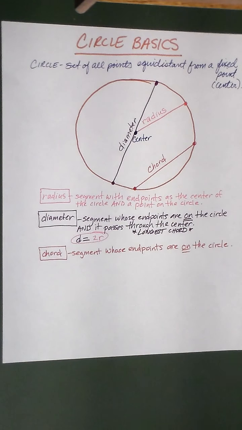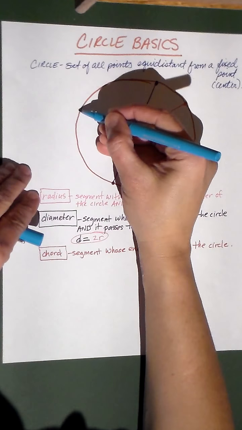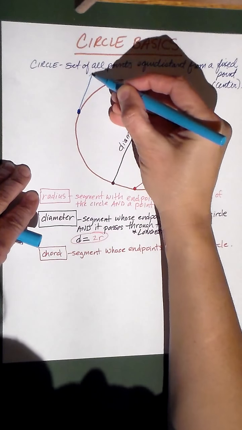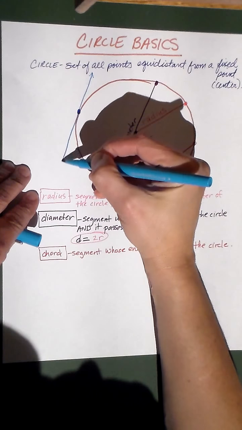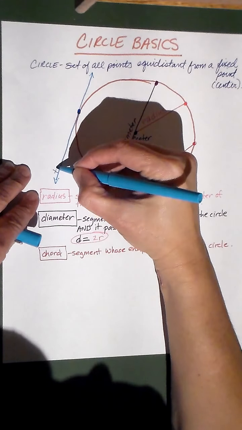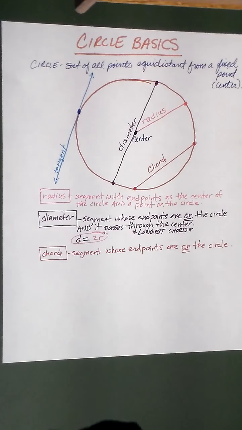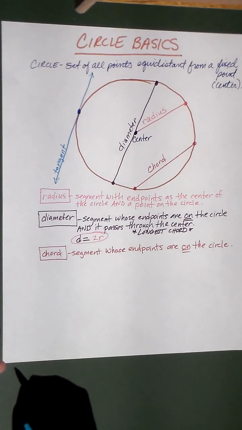So now we're going to look at another segment, tangent. So we're going to create our tangent here. This is called a tangent line. This is called a tangent. Okay? A tangent is a line that intersects the circle at exactly one point.